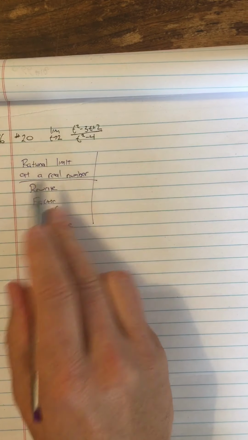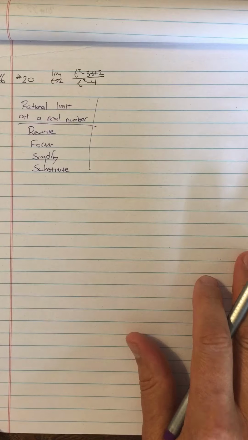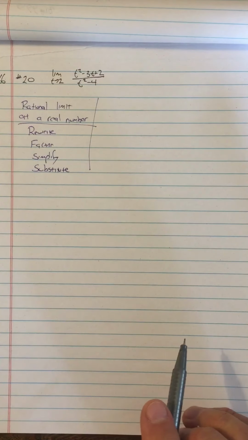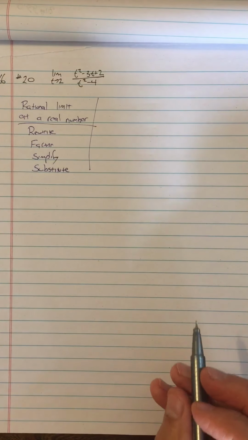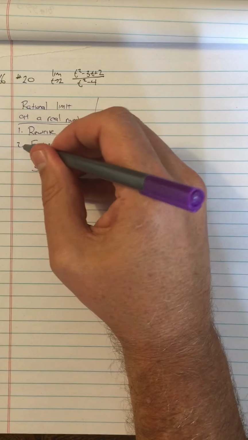For the rational limit at a real number, because later they're not going to be real numbers. We're never going to have complex numbers in calculus, by the way. We're going to have real numbers, and we're going to have plus and minus infinity. Some people call that the extended real number set. All right, so here are the steps. Rewrite, factor, simplify, substitute. The rewrite is an optional step. You might not have to.